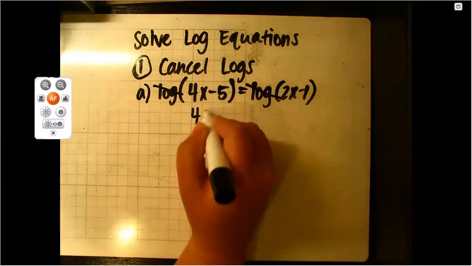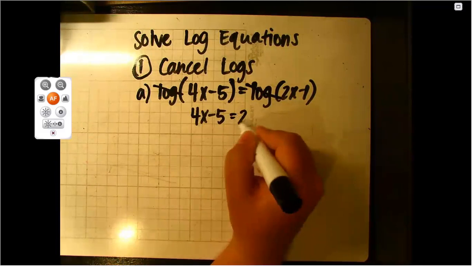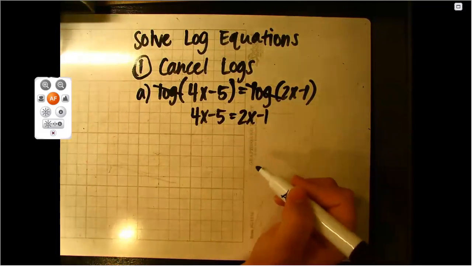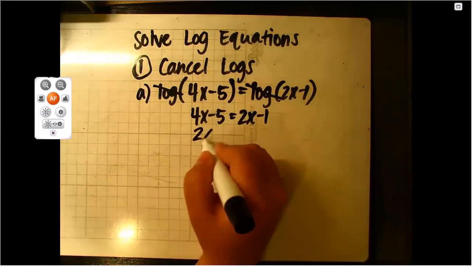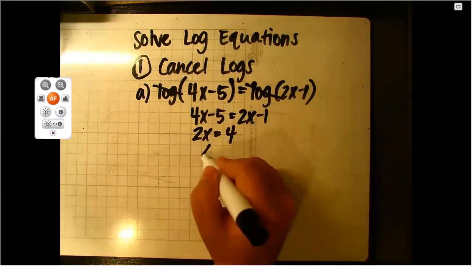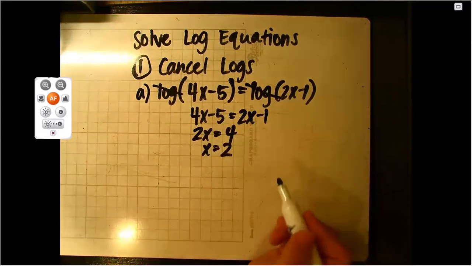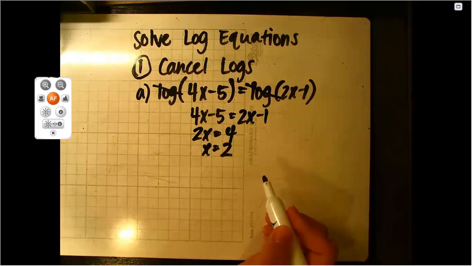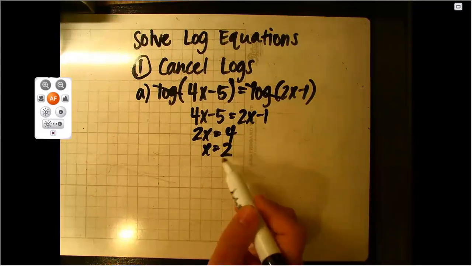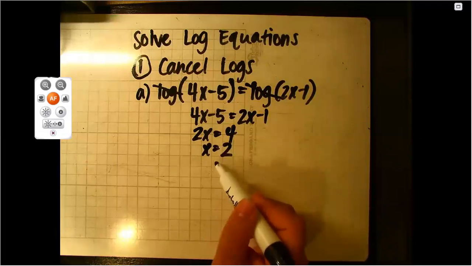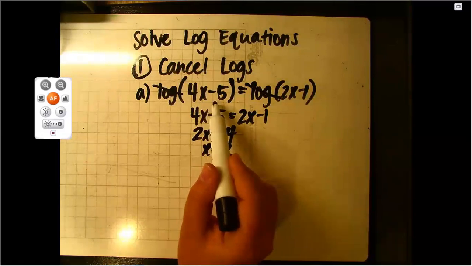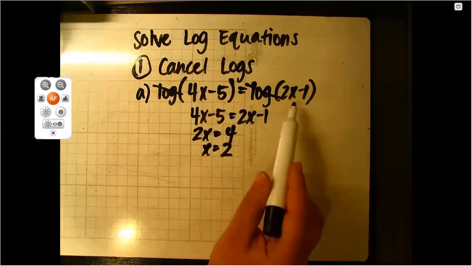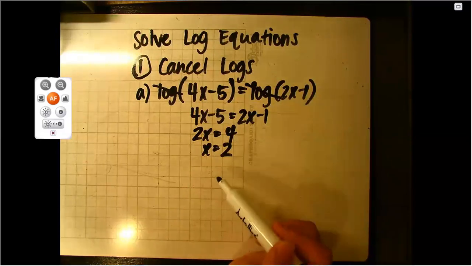And I have 4x minus 5 equals 2x minus 1. And it becomes a simpler equation to solve. So I can subtract the 2x, add the 5, and then divide by 2. So we could say x equals 2. Now when it comes to logarithms, remember you cannot have a negative inside the log. So you've got to make sure that you check your answers and make sure they're not extraneous. So if I take this x equals 2 and I plug it back in, 4 times 2 is 8, minus 5 is a positive 3. And then 2 times 2 is 4, minus 1 is a positive 3. So 2 works fine.